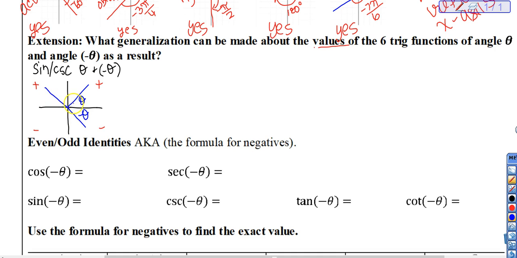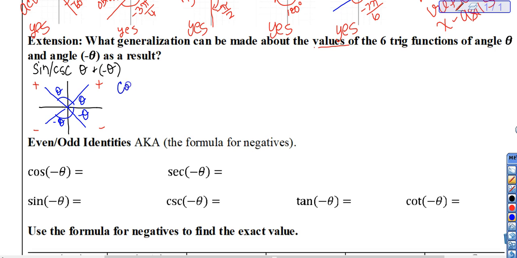What if I put it over here? Theta and negative theta. Still opposites? So let's draw a generalization about sine and cosecant. If their angles are opposite thetas, a positive theta and a negative theta, what can I say about their values of positive theta and negative theta? They're opposites, right?